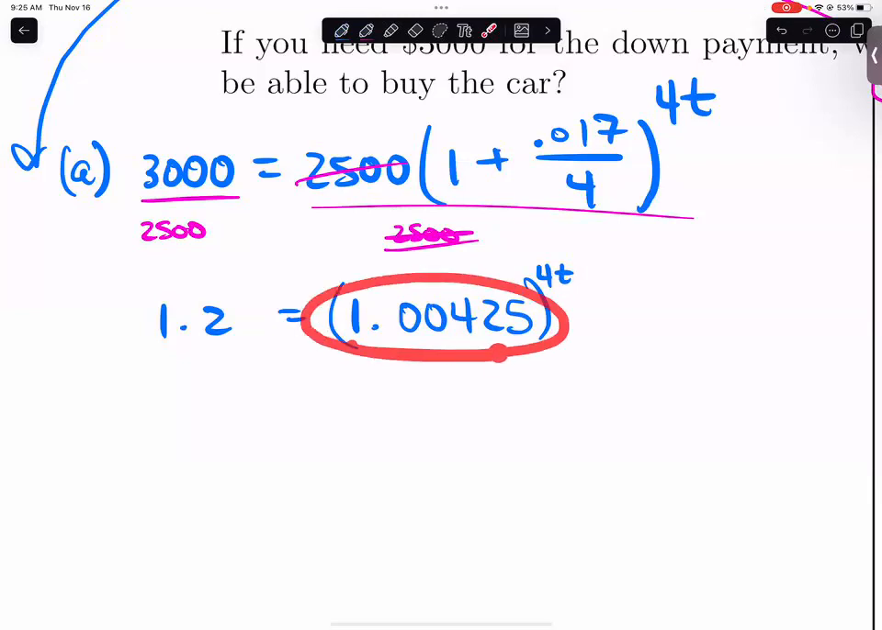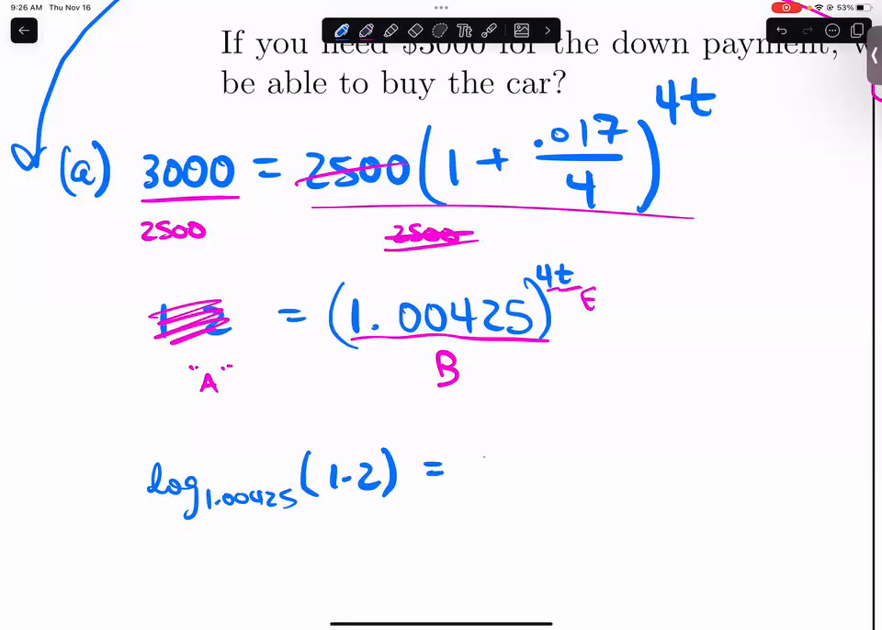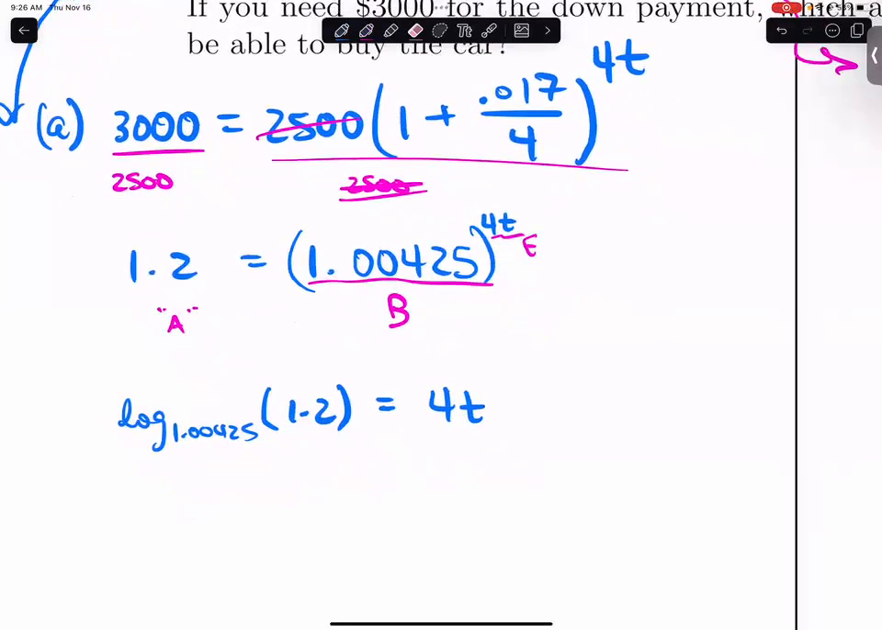Use that as the base? Oh, yeah. Or, sorry, is that what you were saying? Okay. What are we doing for 1.2? Okay, so look at it this way. This is the answer, right? Base, exponent. So if I rewrite this as a log, it's the log of 1.2. It is equal to 4t. And then divide by 4.